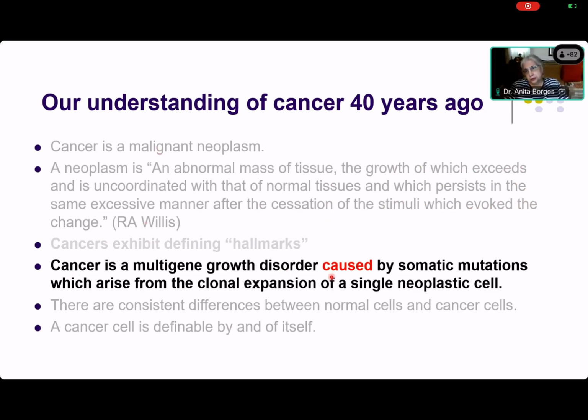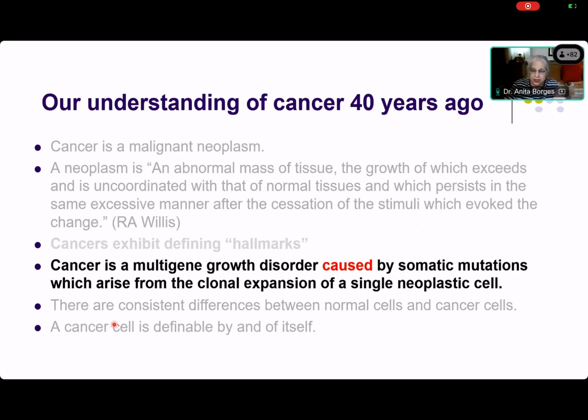But let's now come to this bullet point on our understanding of cancer. We believe that cancer is a multi-gene growth disorder caused by somatic mutations, and we talked a lot about somatic mutations. We talked about oncogenes, and you have EGFR, and how in lung cancer you have EGFR mutations, and so on, which arise from the clonal expansion, where one cell became mutated or neoplastic, and then all its progeny formed the cancer.